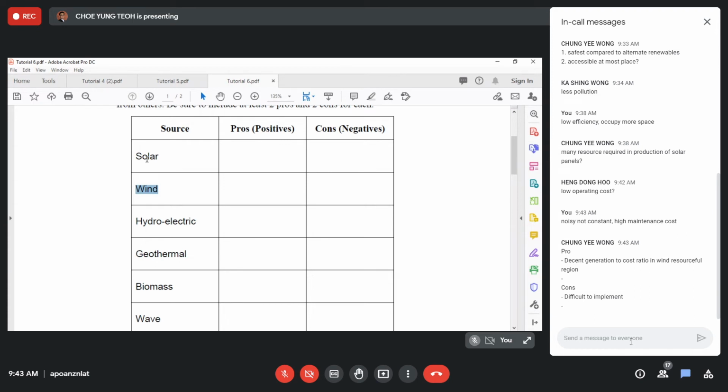Okay, difficult to implement is something very subjective. What do you mean by difficult to implement? Due to what? If you give this kind of answer, you need to have a better explanation. Is it difficult because of the lack of resources or because of the difficulty in technology? Okay, so you have to state it properly.